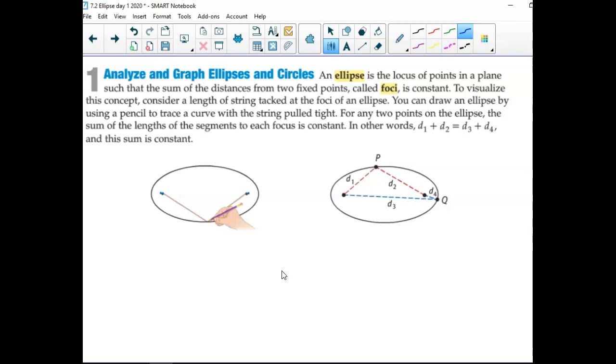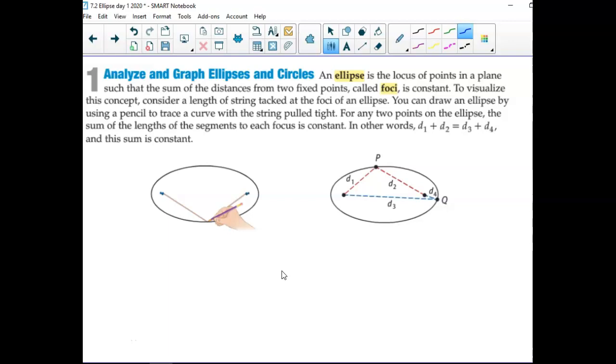So if I take these two pieces of tape and I put them right on top of each other, and I put my pencil in here, what is this going to draw? A circle. And what is that string going to be? The radius. The radius of the circle, right? That's right. So it's actually the whole length of the string is 2 radiuses, or the diameter.